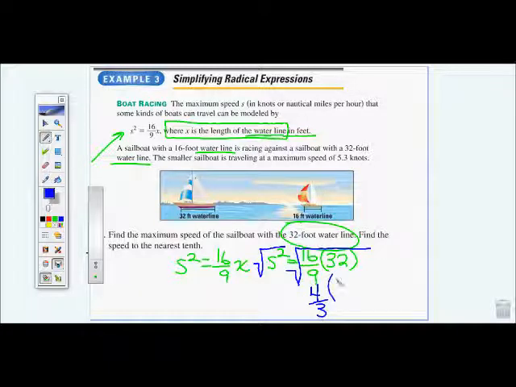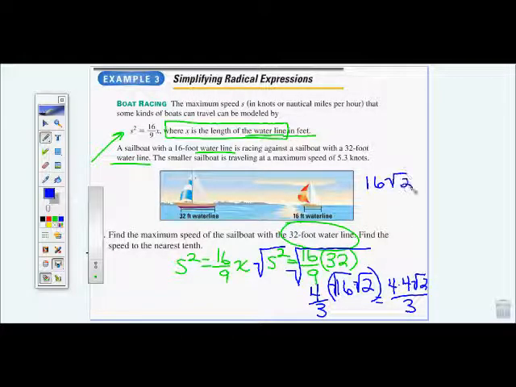And then let's use our product. This would be 16 times 2 as we did on the last screen. And so the square root of 16 would be 4 and the square root of 2. So now for my numerator, I have 4 times 4 square root of 2 over 3. So my final answer here would be 16 times the square root of 2 over 3.